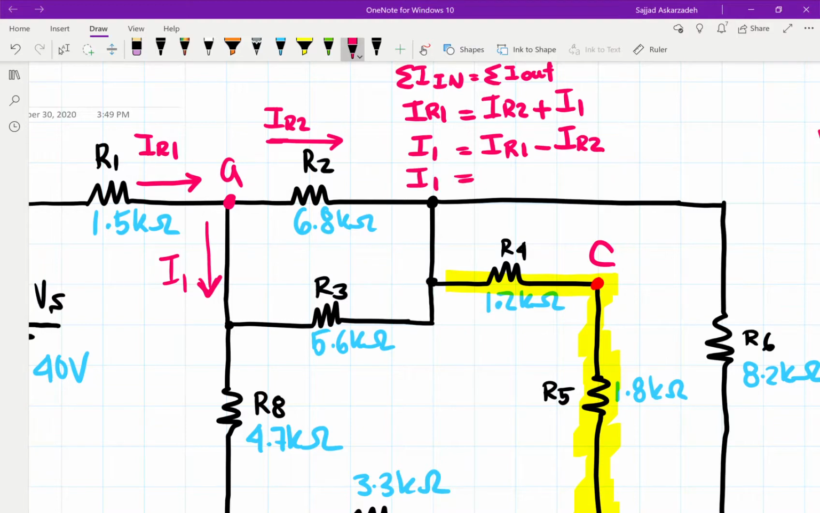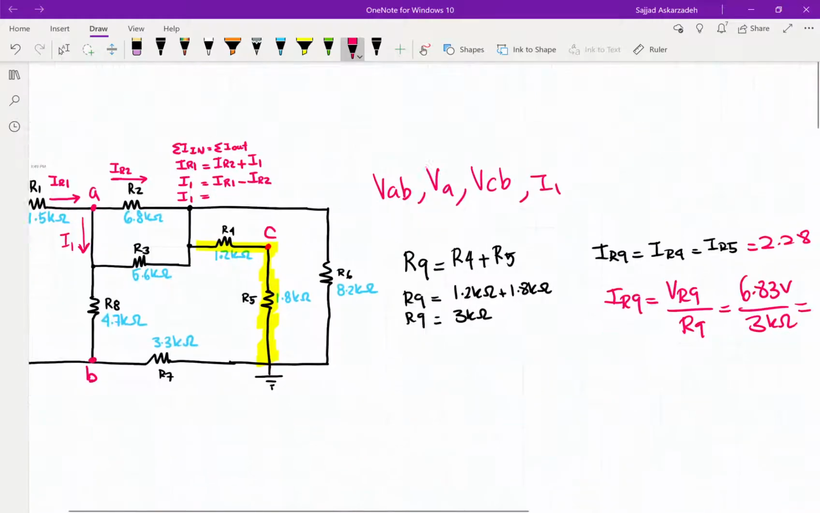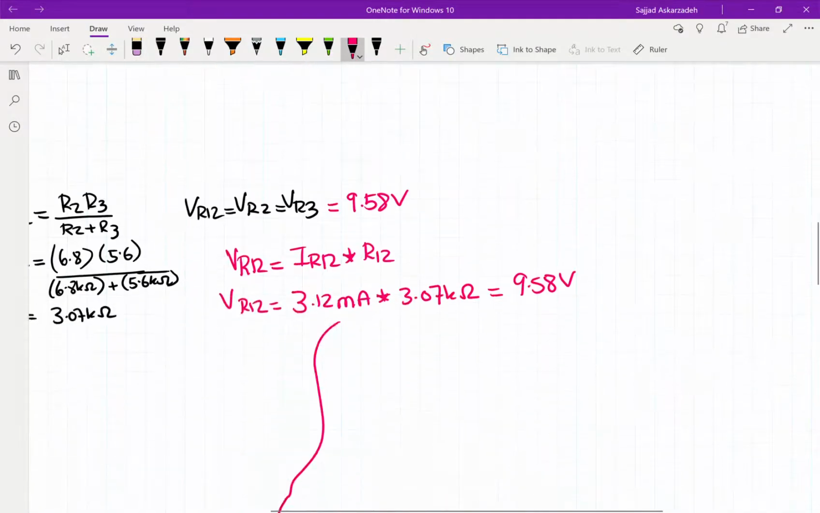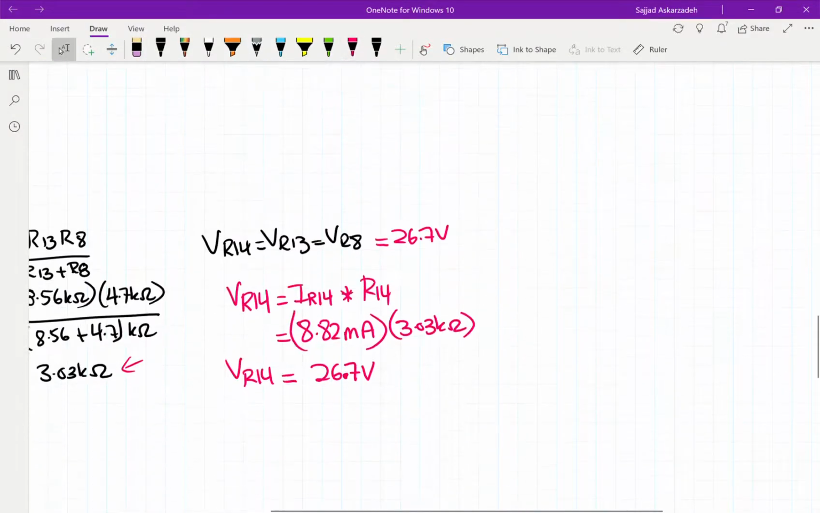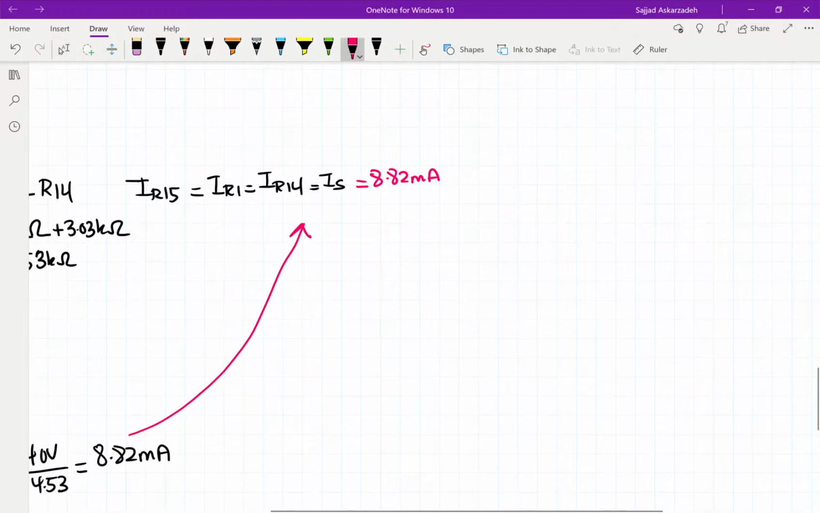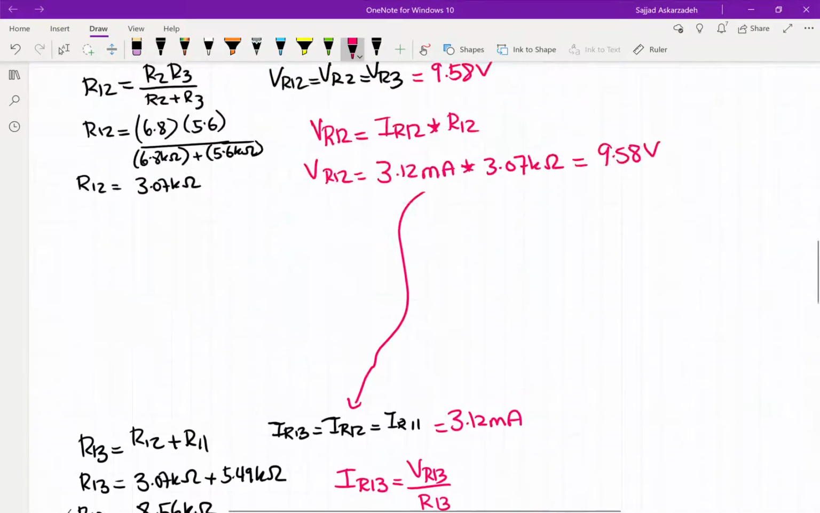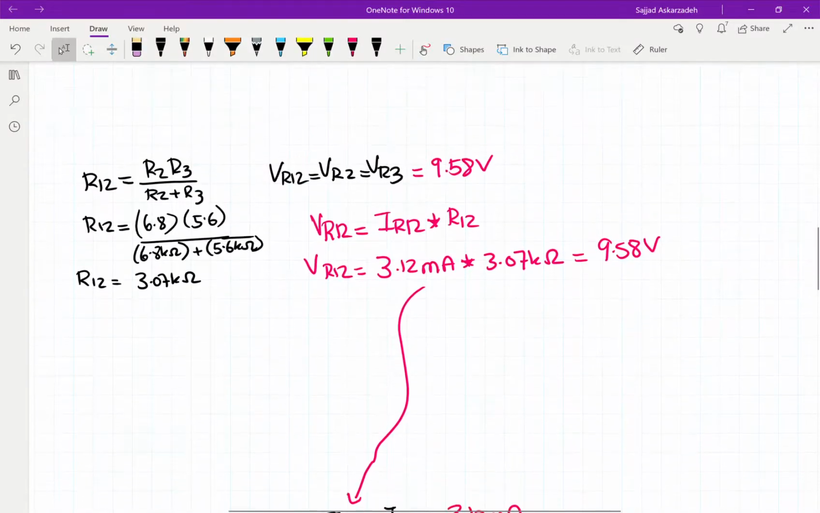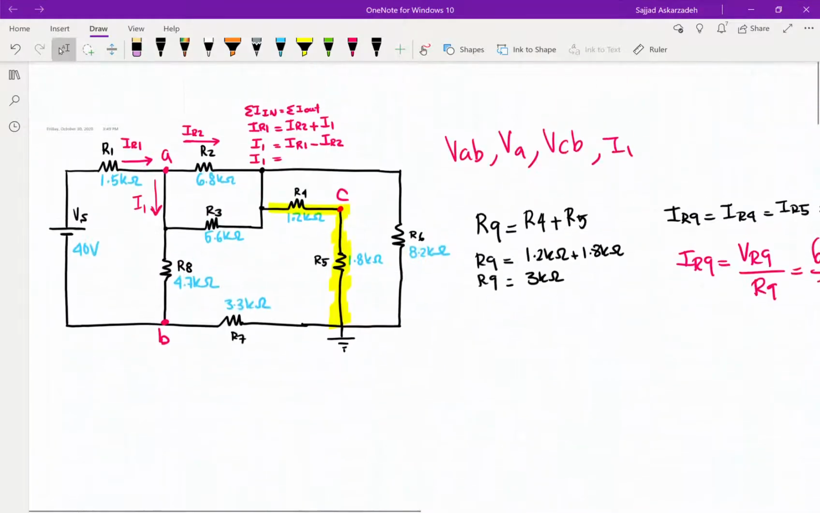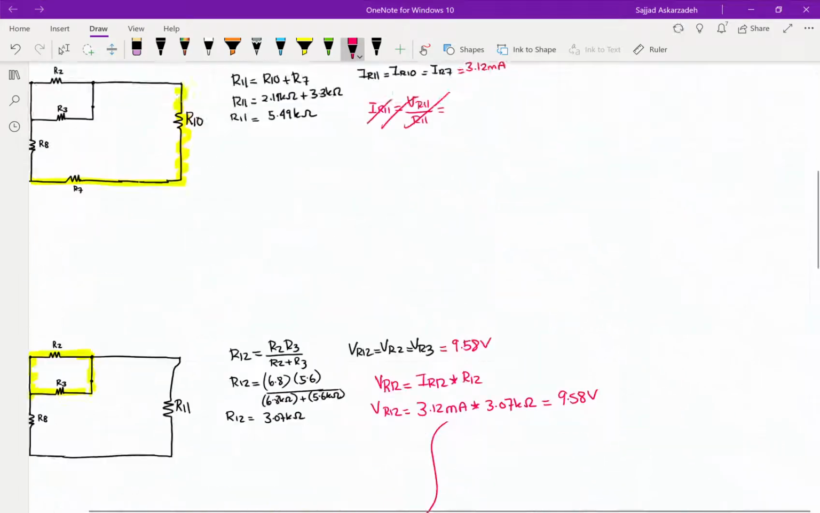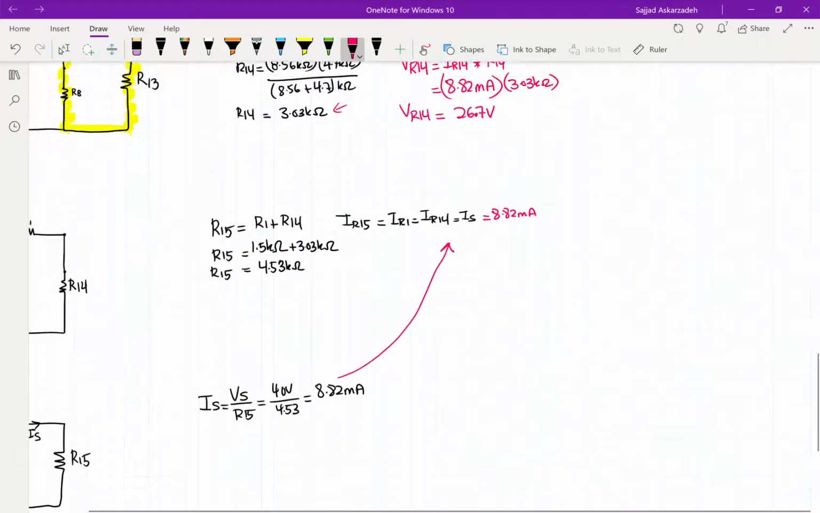So I already have the value for IR1, so I'm going to go ahead and find where IR1 is. Searching for IR1. IR1 is 8.82 milliamps. Did I say millivolts? Milliamps. Yes, milliamps.